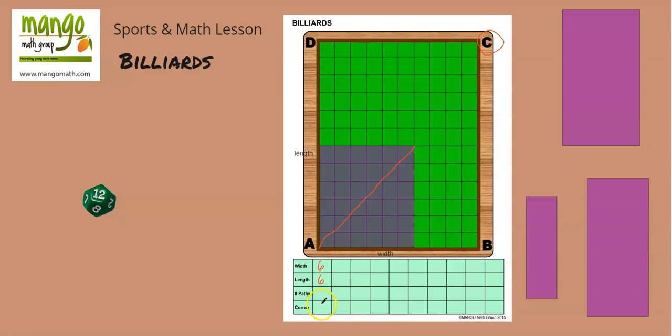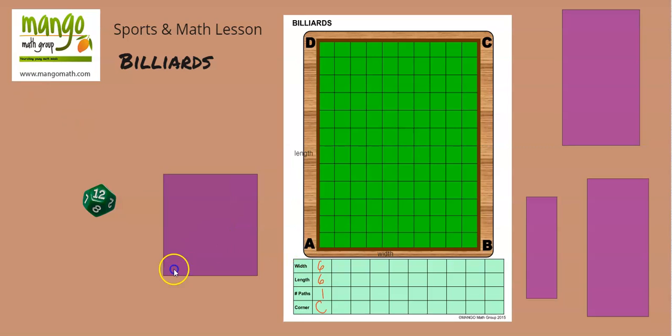So they're going to put the corner is C, and the path is how many lines did I make? In this case, I made just one line. It just took one path. I didn't have any movement from that, just one straight line. So we're going to record that data there. Now we're going to choose another size table.